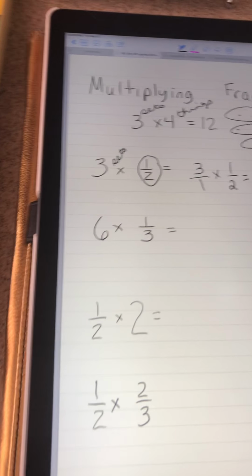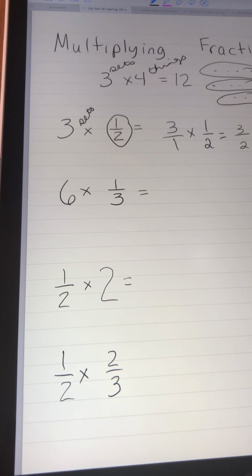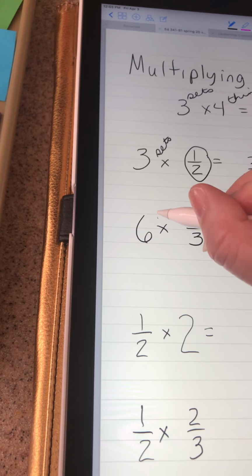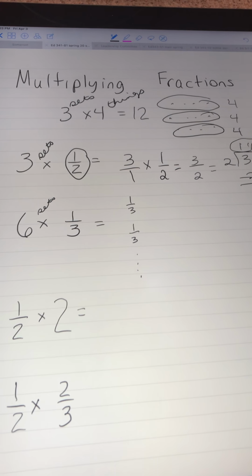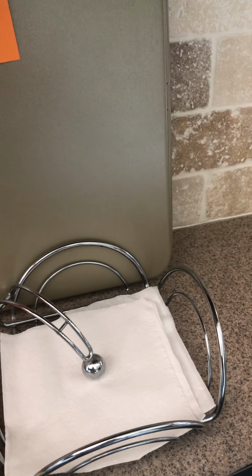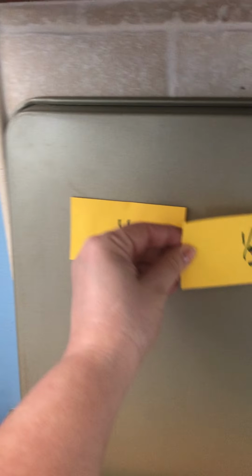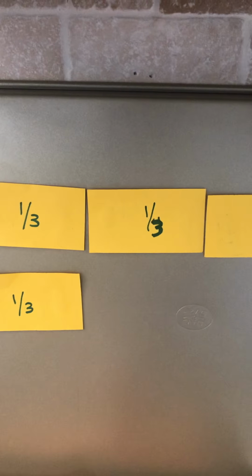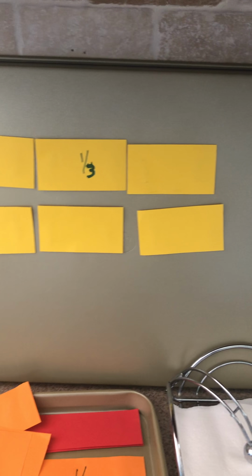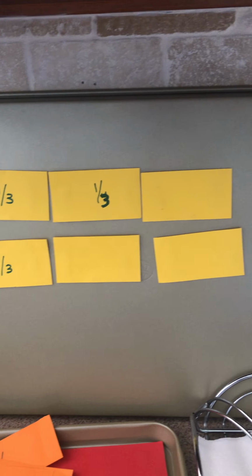So 6 times 1/3 would be repeated addition, 6 sets of 1/3s, or we could think of it as 1/3 plus 1/3 6 times. So let's start our repeated addition. 1/3, 2/3, 3/3, 4/3, 5/3, 6/3. So there is our 6 sets of 1/3.